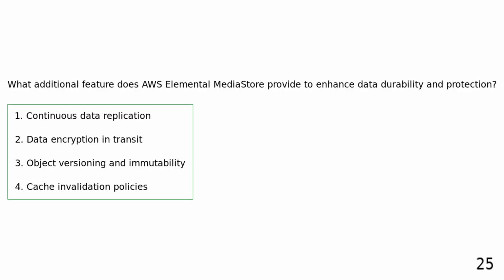limits. What additional feature does AWS Elemental MediaStore provide to enhance data durability and protection? Continuous data replication. Data encryption in transit. Object versioning and immutability. Cache invalidation policies. AWS Elemental MediaStore provides object versioning and immutability to enhance data durability and protection, ensuring that stored data remains intact and secure against accidental modifications or deletions.